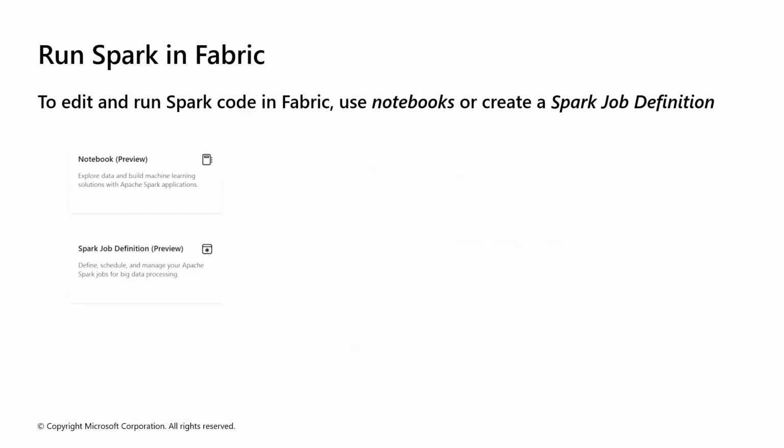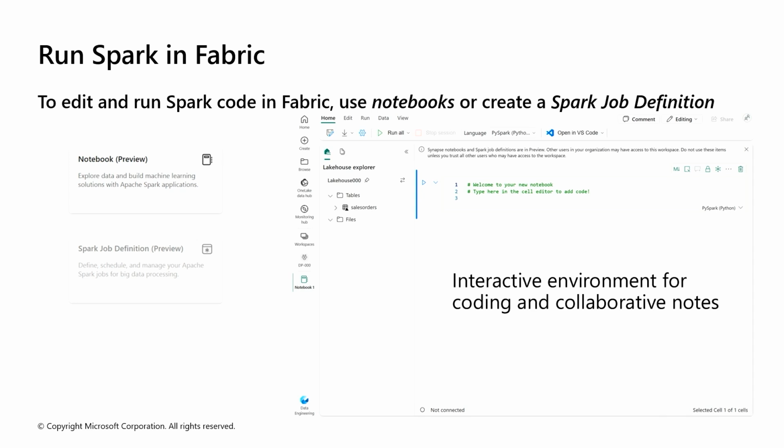To edit and run Spark code in Microsoft Fabric, you can use notebooks, or you can define a Spark job. When you want to use Spark to explore and analyze data interactively, use a notebook. Notebooks enable you to combine text, images, and code written in multiple languages to create an interactive item that you can share with others and collaborate on. Notebooks consist of one or more cells, each of which can contain markdown formatted content or executable code. You can run the code interactively in the notebook and see the results immediately.